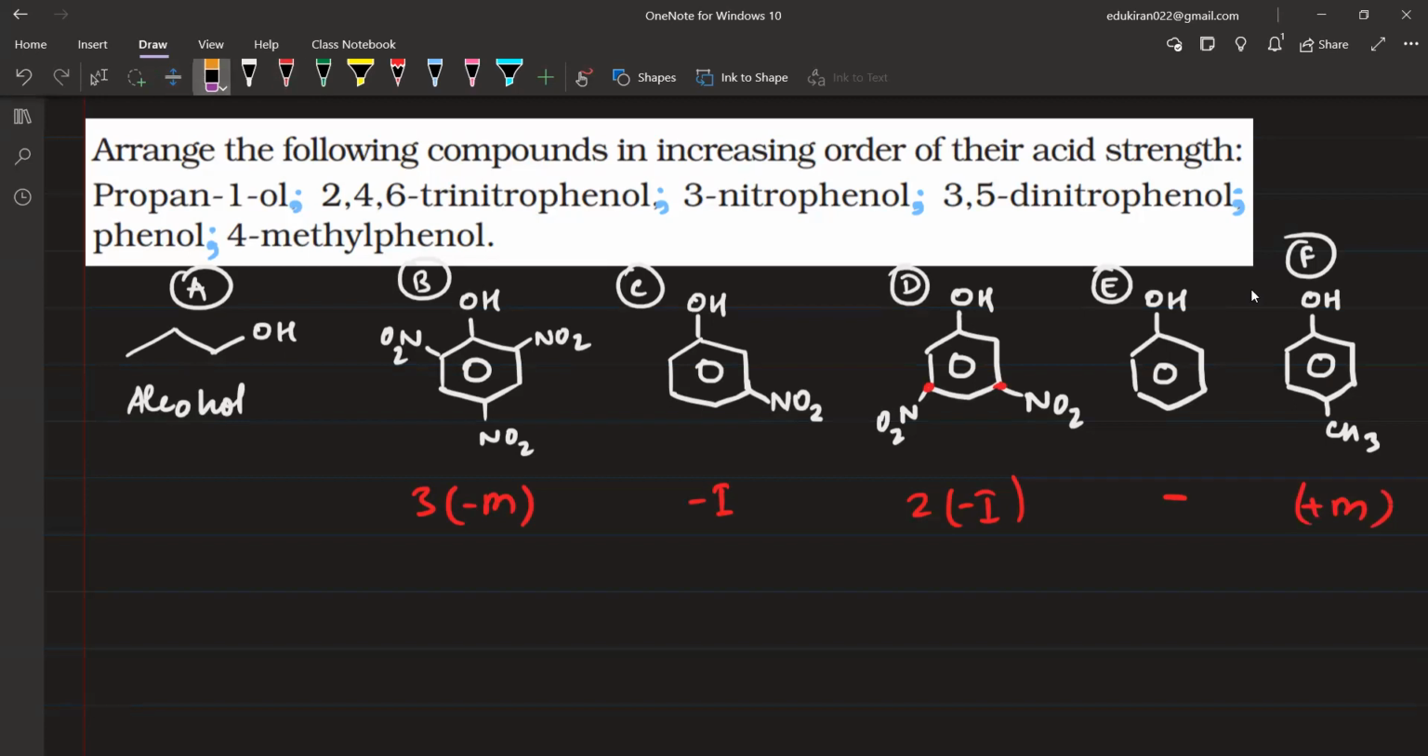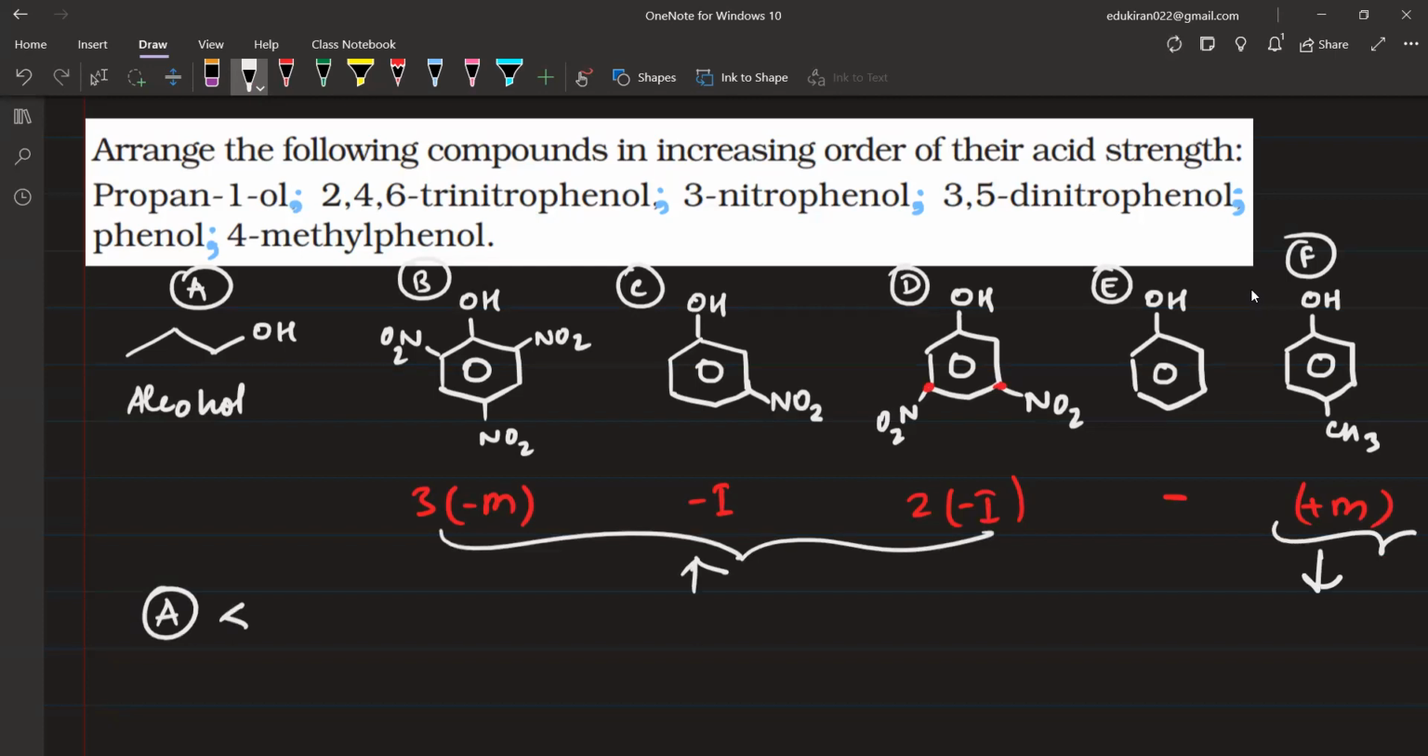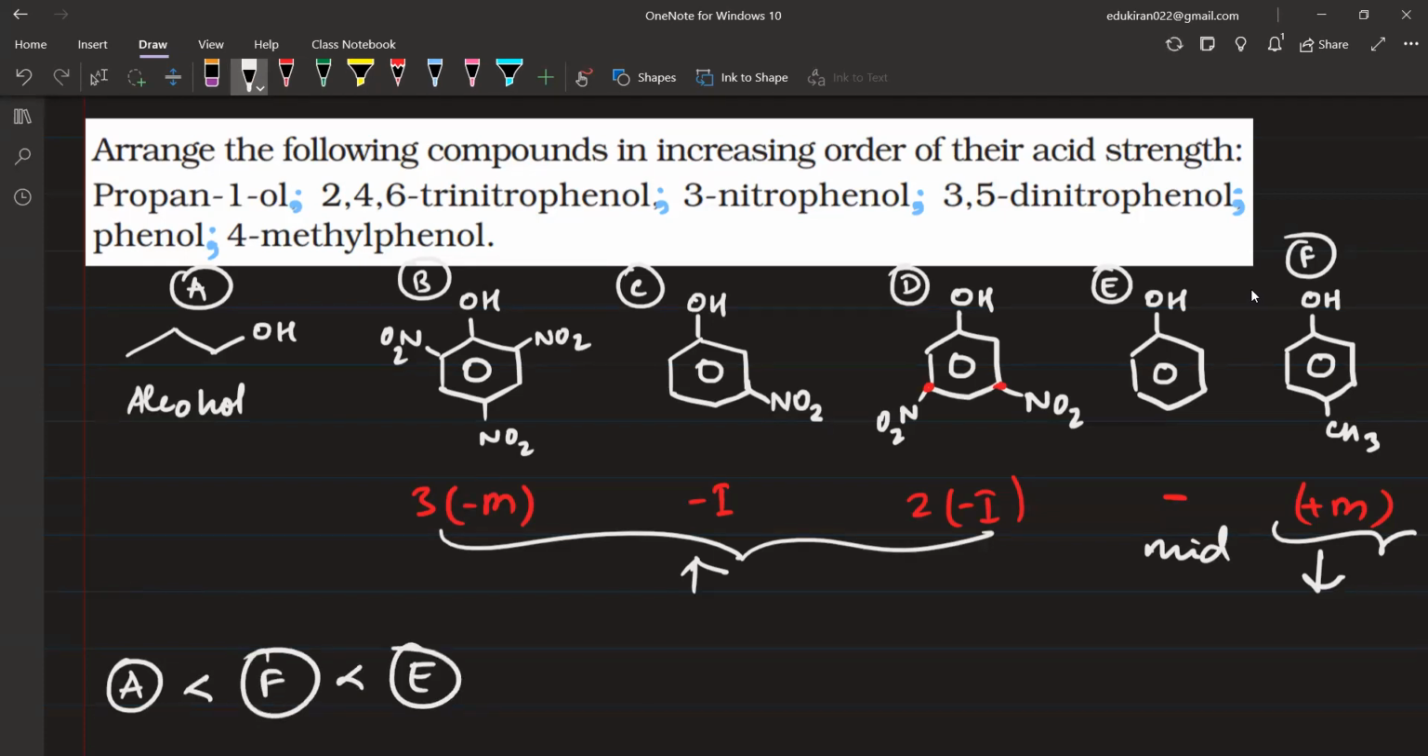Now, when I talk about the acidic strength, A will be having the least acidic strength because it is alcohol and the rest of them are phenol. When I look at phenols, the minus I will be increasing the acidic strength, the plus M will be decreasing the acidic strength, and pure phenol will be in the middle. So after alcohol, I can say that less than phenol is plus M, which is the F structure. So after alcohol, we will have the F.